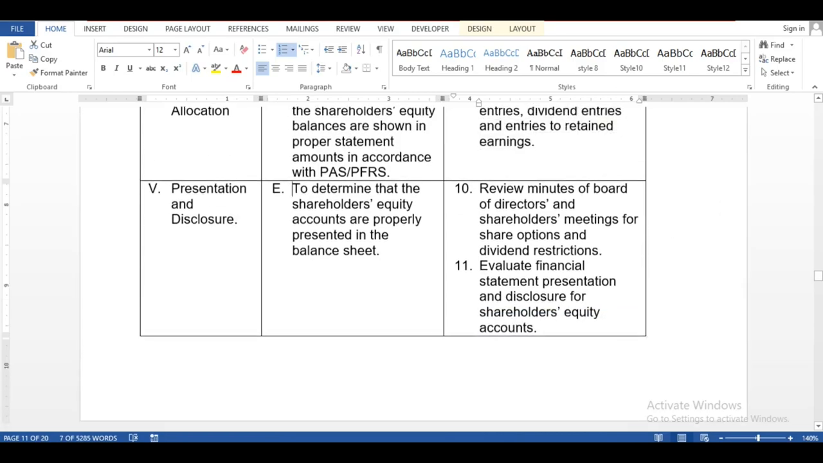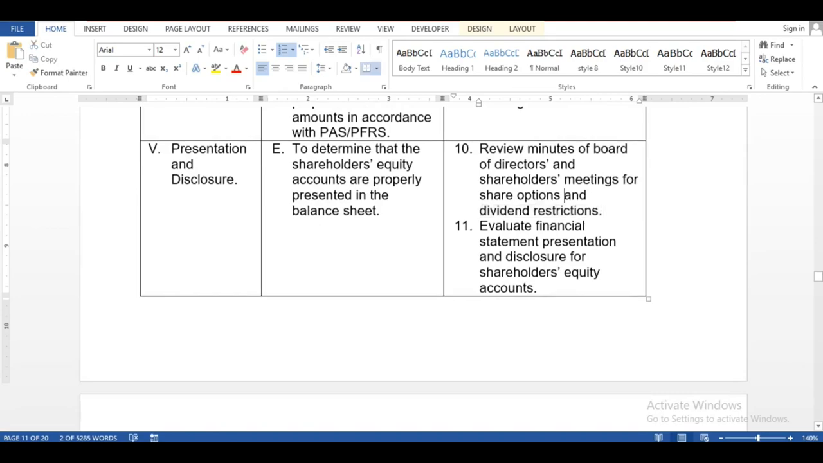Presentation and disclosure, so this is more on disclosure requirements, maybe coming from the notes to financial statements, or any disclosure in the balance sheet. So review minutes of board of directors meetings for share options and even dividend restrictions. Then evaluate financial statements, because there will be a need for the unappropriated and the appropriated retained earnings. Evaluate financial statement presentation and disclosure for shareholders' equity accounts.